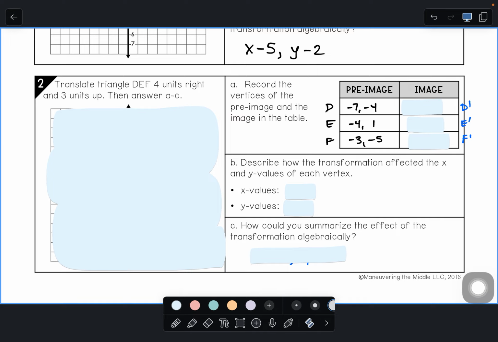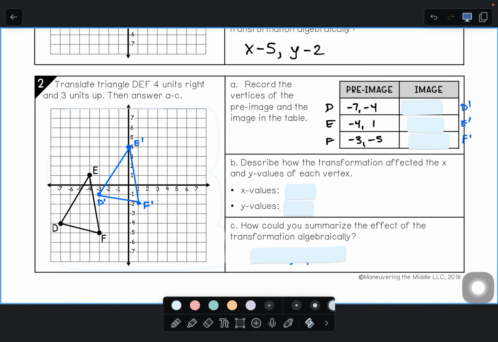So 4 units right, 3 units up. That's what my image should look like if I shift my pre-image 4 to the right and 3 up. If I go through and record each of my vertices, my image D prime is -3, -1. I got 0, 4 for E prime, and I got 1, -2 for F prime.